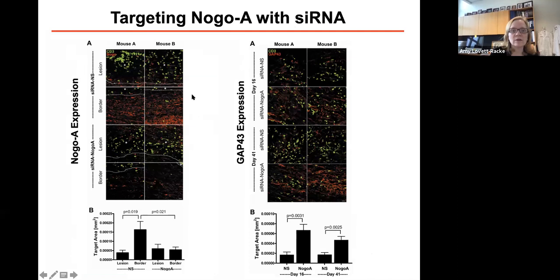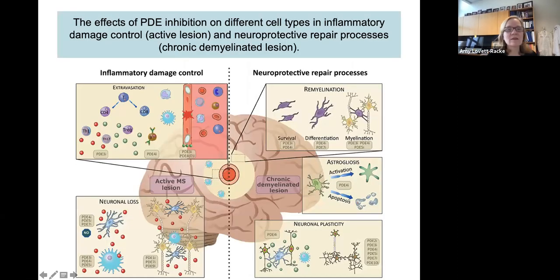So this is looking in the controls at the border edge. And this is looking at NOGO here compared to here, and you can see there's a significant downregulation of NOGO. We also saw upregulation of GAP43, which is expressed on growing axons. All right, and then to the paper.